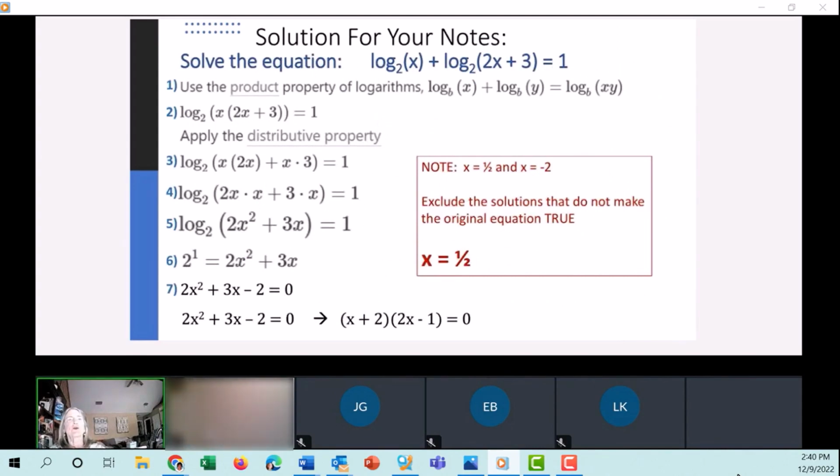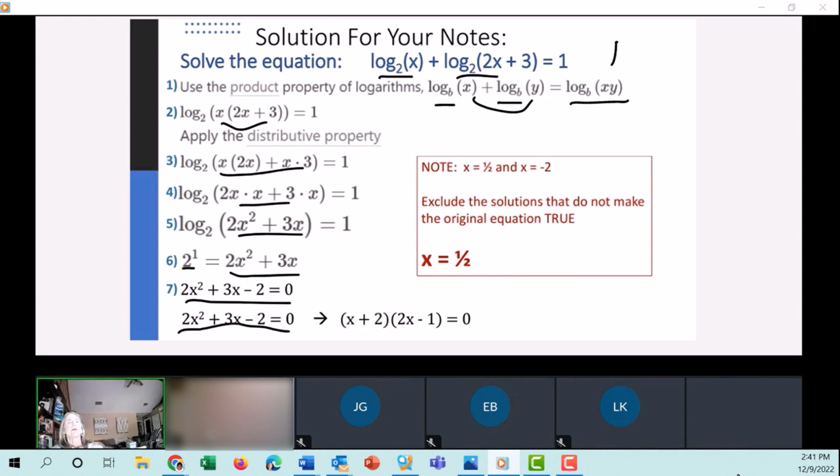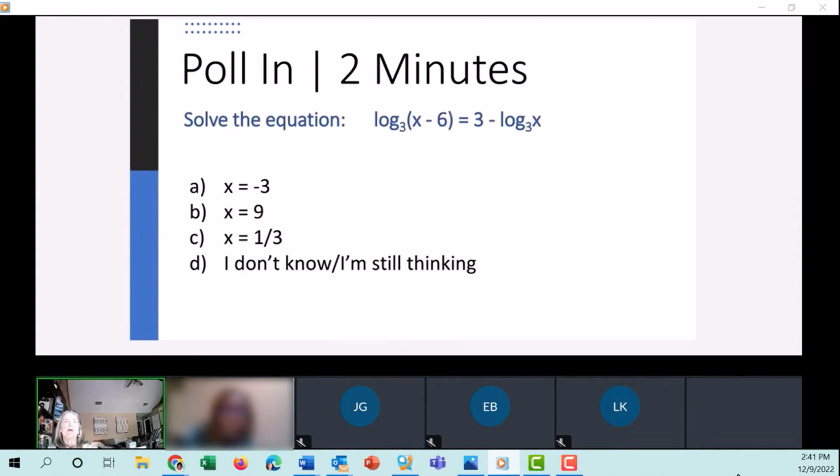So here's the solution for your notes. We took the same log base b, which means that we can multiply those expressions, which is what we did right here. We applied the distributive property and we got this. 2 to the first power is equal to 2x squared plus 3x. 2x squared plus 3x minus 2 equals 0. That's what we factored. And then we have two solutions, but we have to toss the negative solution. Again, I'll have all of that explicitly in the notes. Everything will be in the ICANN later this afternoon.